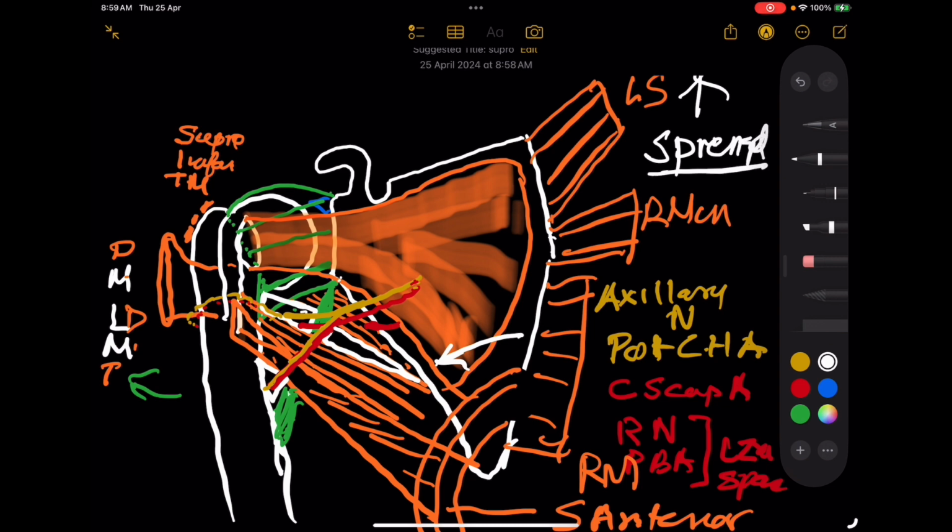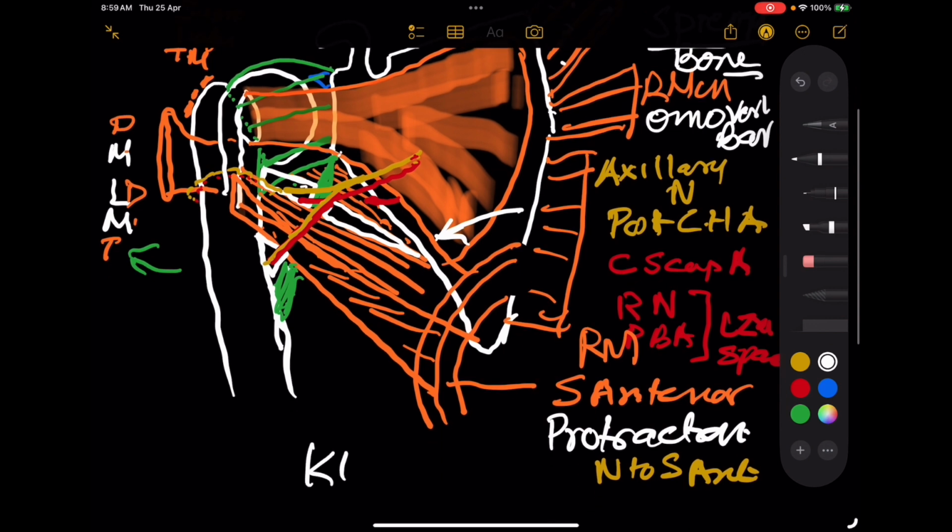So this can be fibrous, it can be contracted, or it can become a bone. When it becomes a bone, it is called the omovertebral bar. Omo means scapula, vertebral means vertebra. And if it happens on both sides, then the neck is short, both shoulders are raised up, and the syndrome is called Klippel-Feil syndrome.